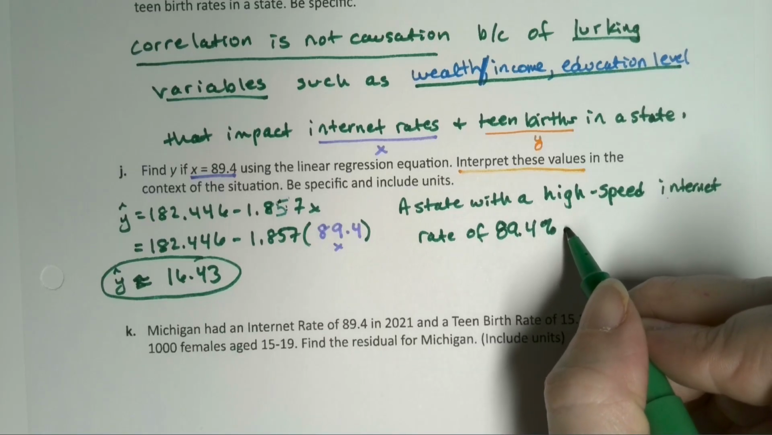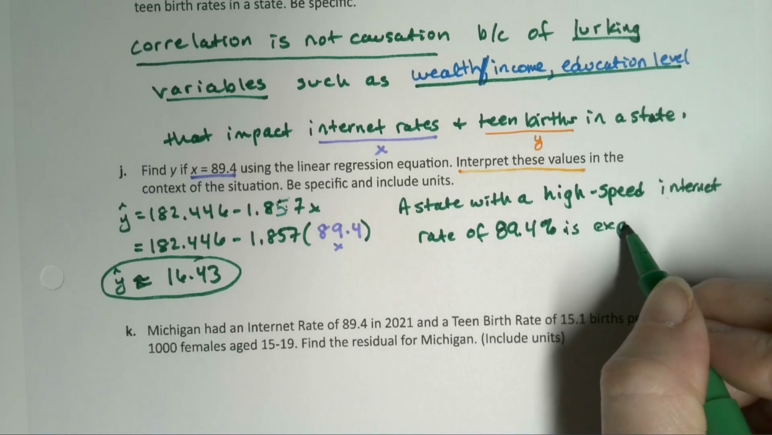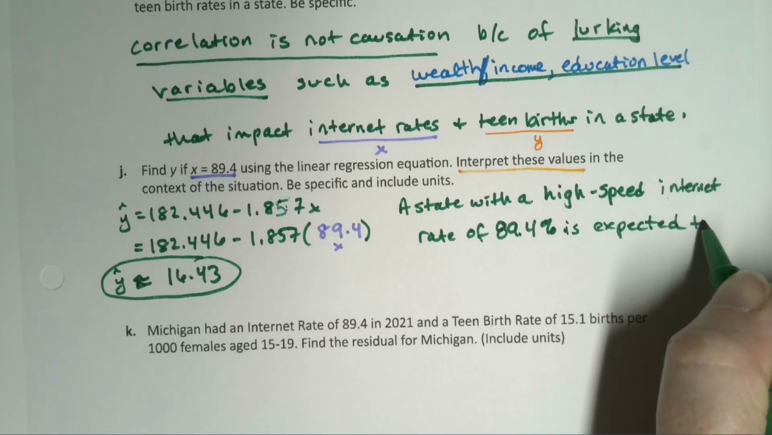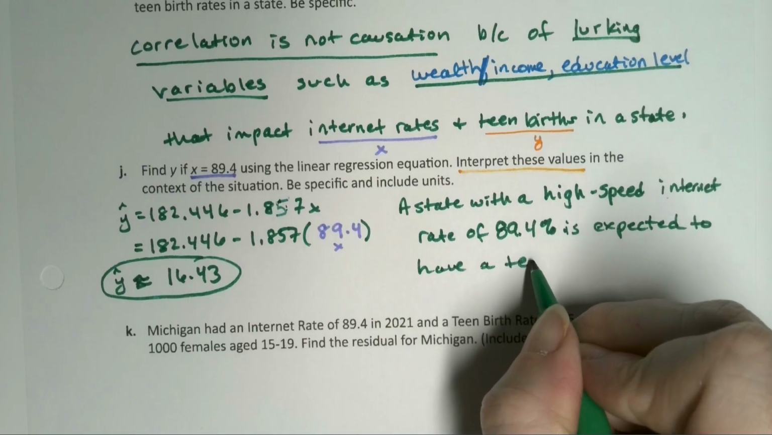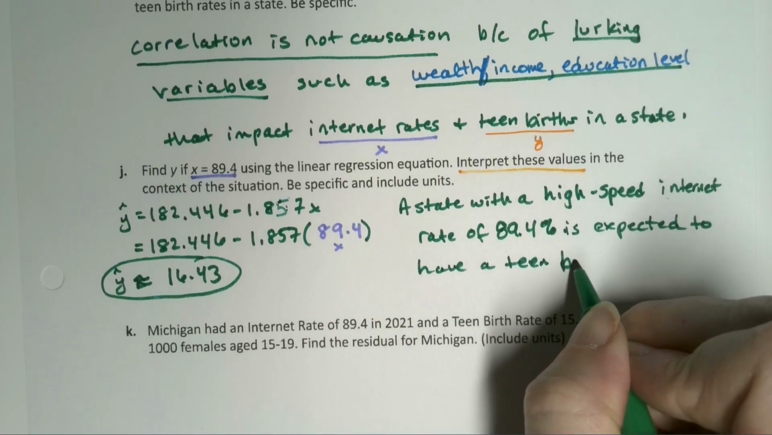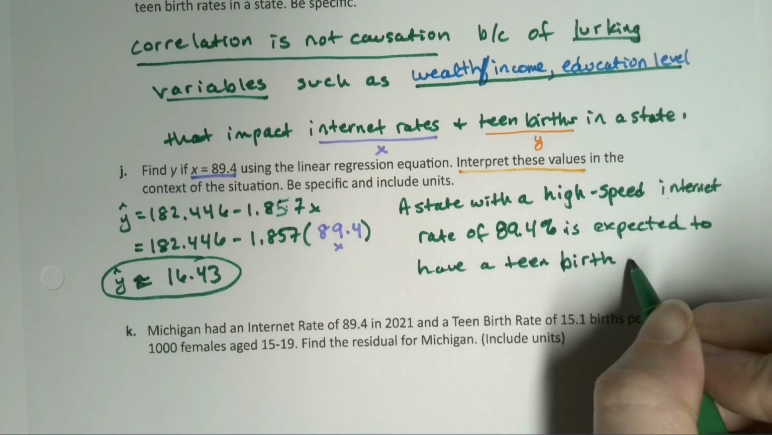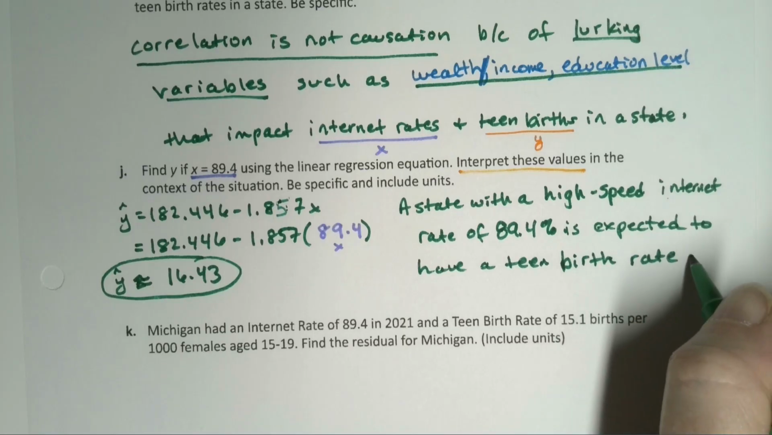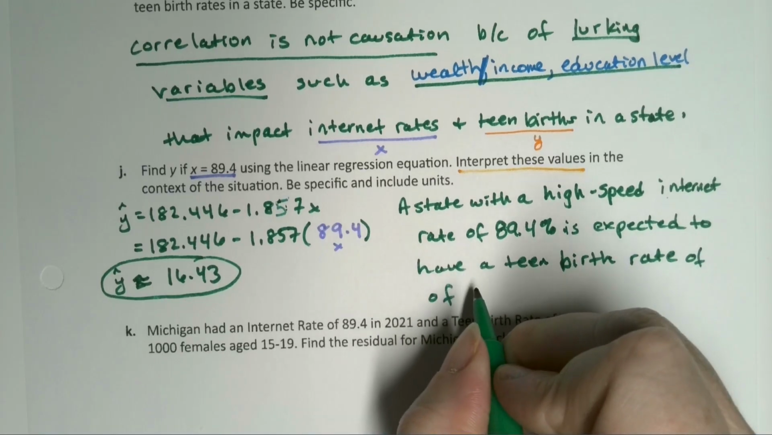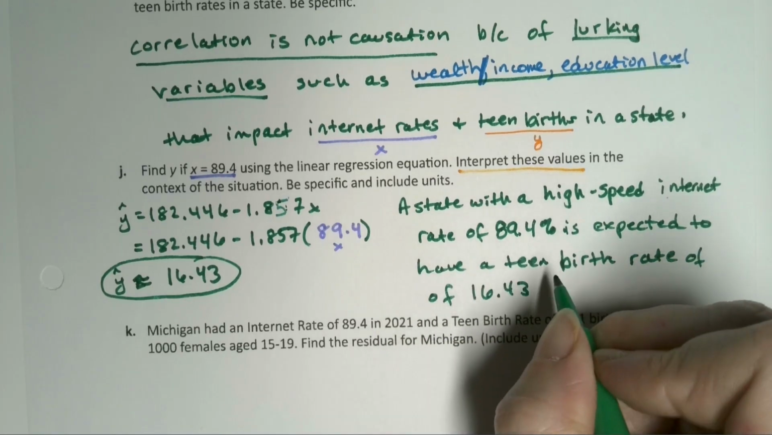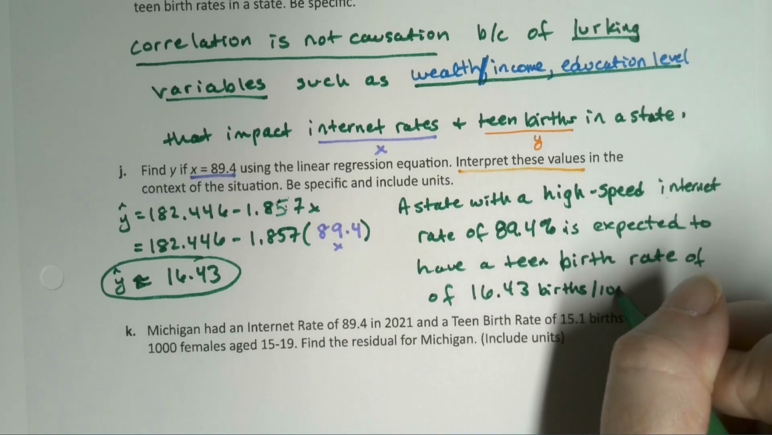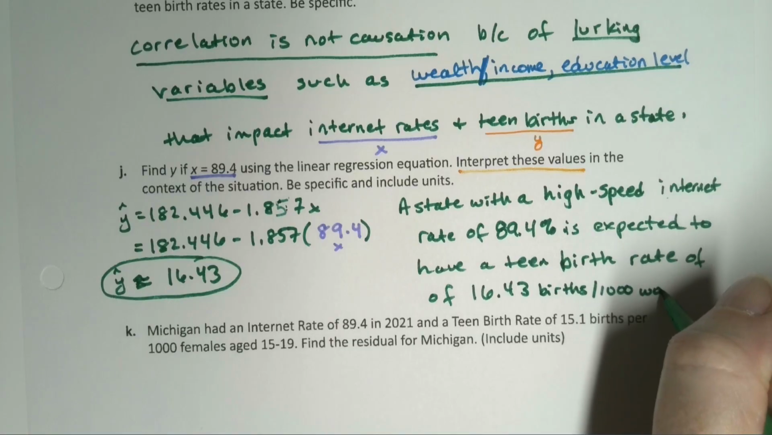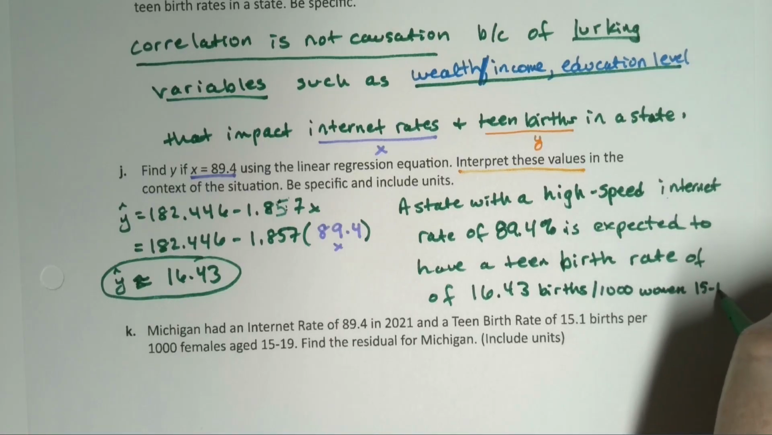is expected to have, we don't know for sure, but is expected to have a teen birth rate, right, that's the Y, of 16.43, and then remember the unit for that was births per 1,000 women aged 15 to 19.